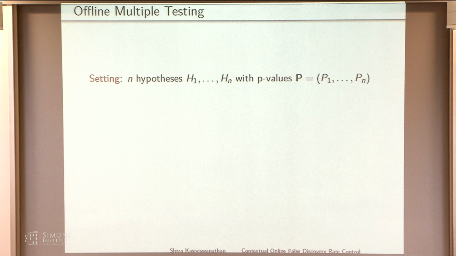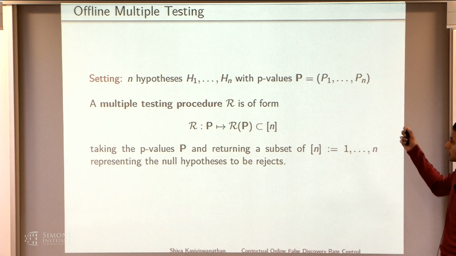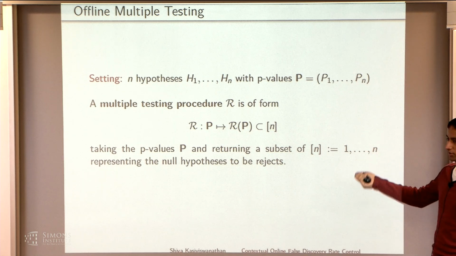Let's go into the offline multiple hypothesis testing problem. You have n hypotheses that you want to test, h1 to hn, and we assume that each of them has a p-value associated with it, denoted p1 to pn. Think of a multiple hypothesis testing procedure, R, as a test that takes these p-values and returns a subset of hypotheses that have to be rejected.